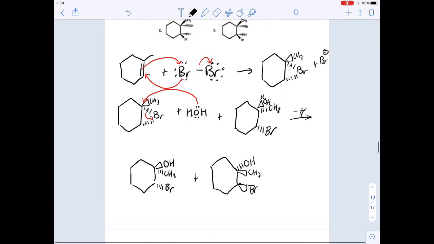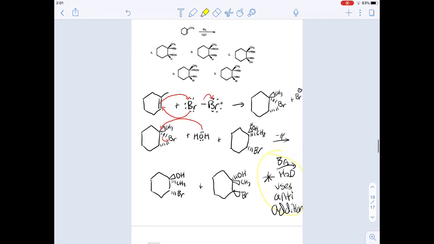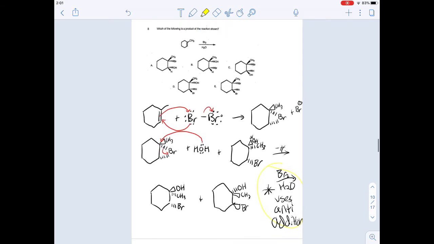So just make sure you guys know, because this Br2 over H2O uses anti-addition, the OH and the Br are never going to be on the same stereochem. So Br and OH are never going to be on the same stereochem for this reaction. And that's called anti-addition. Okay. Let's look at the answer choices now and see if we can match this up with anything.